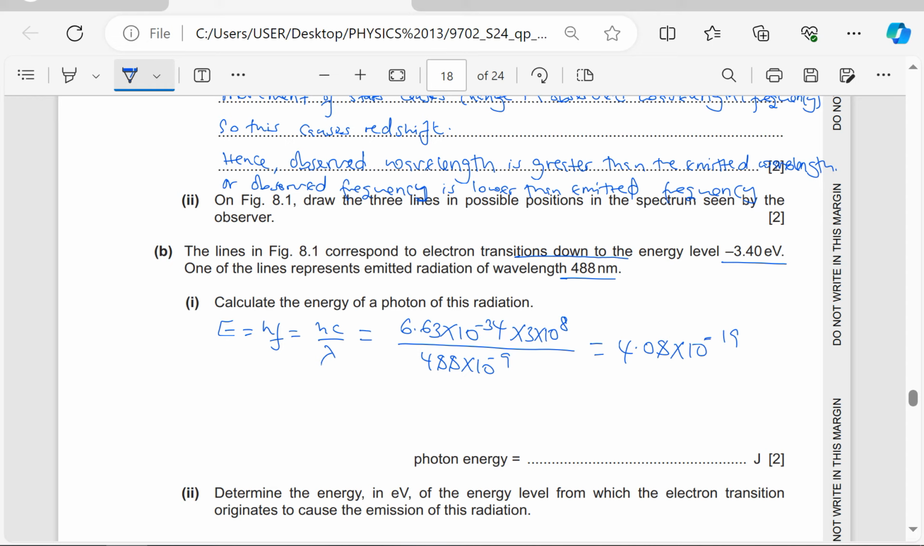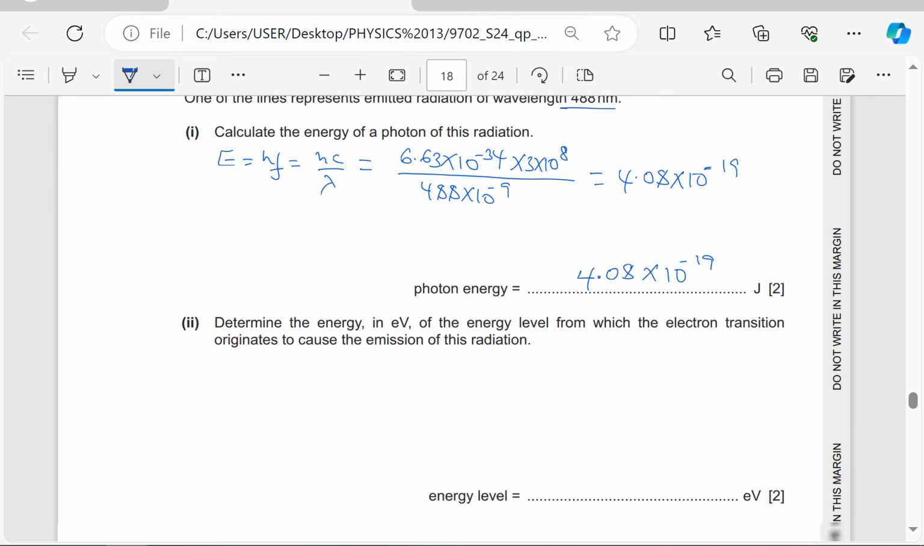So I'll write here three significant figures because I see three significant figures everywhere in the raw data. So I'll write here 4.08 times 10 to the power of minus 19. Yeah, the examiner will decide the tolerance.